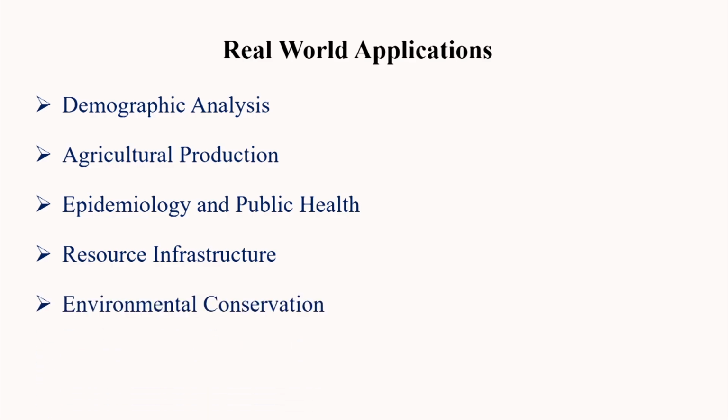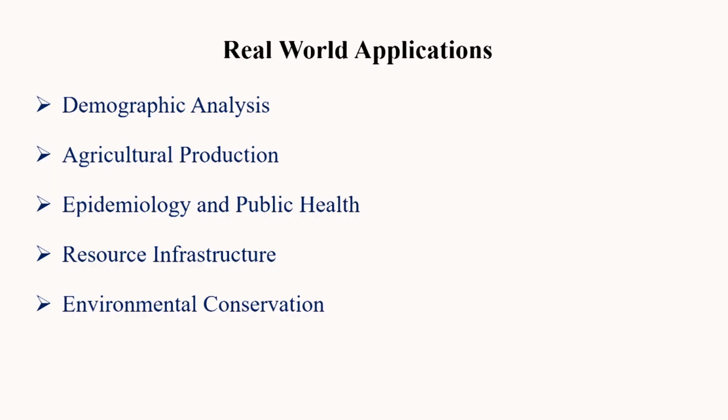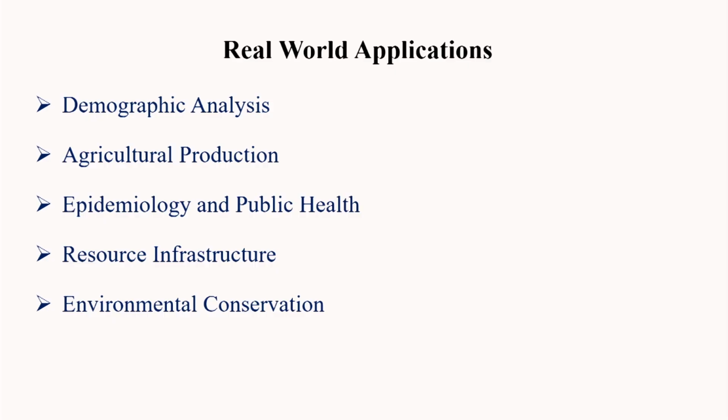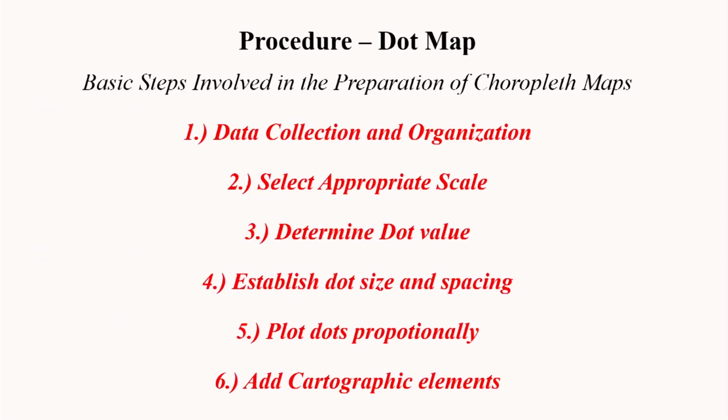Next is environmental conservation. So, for environmental we can track the tree plantation initiatives and the wildlife population, their movement, everything we can track over here. So, environmental scientists use this to tackle different climate change problems, and they also track to see how the restoration of forests is happening. So, now we will see the procedure of creating dot maps.